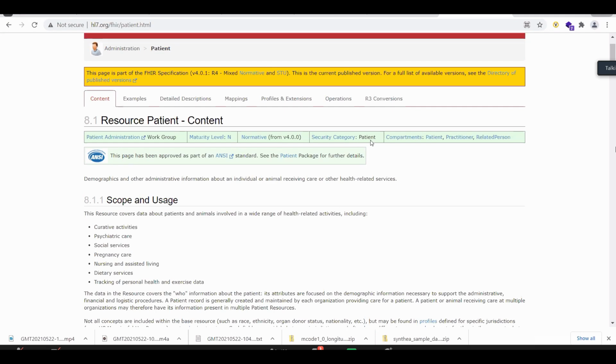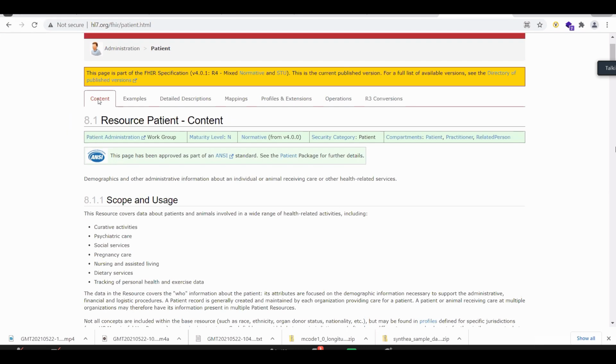When we look at security categories in the final session, we'll talk about what a security category is and how it impacts you. And compartments are used for different operations and searches, which we will see if time permits. But right now, you can see compartments as a grouping of resources together so that some kind of related operations can be performed. Okay.